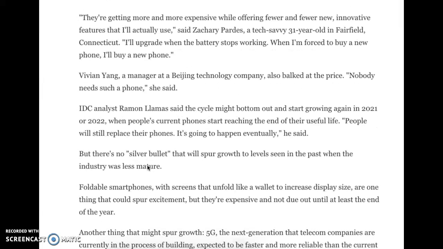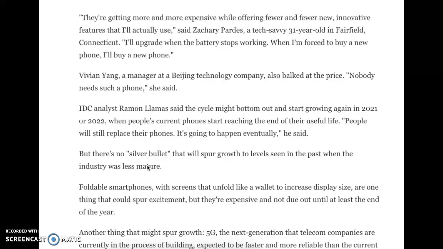IDC analyst Ramon Lamas said that the cycle might bottom out and start growing again in 2021 or 2022 when people's current phones start reaching the end of their useful life. "People will still replace their phones. It's going to happen eventually," he said.